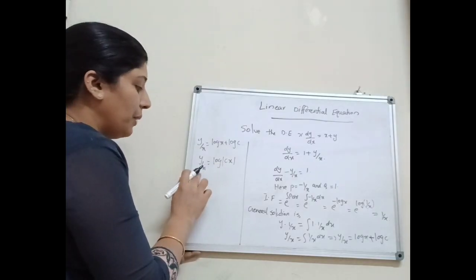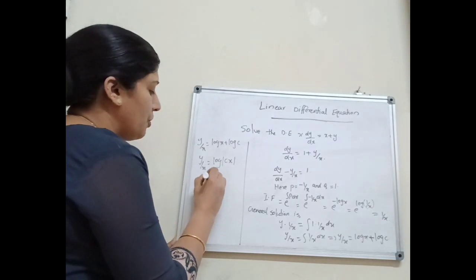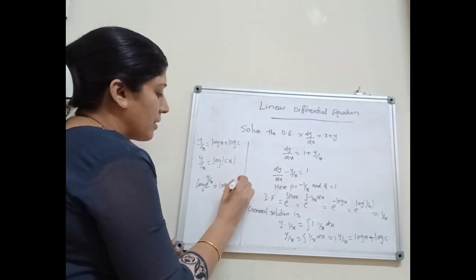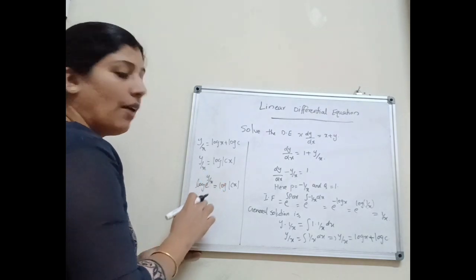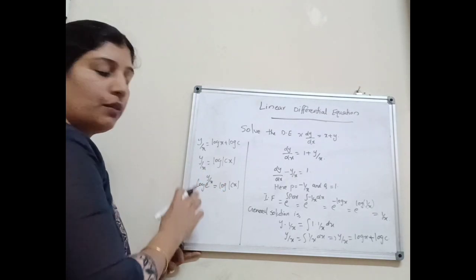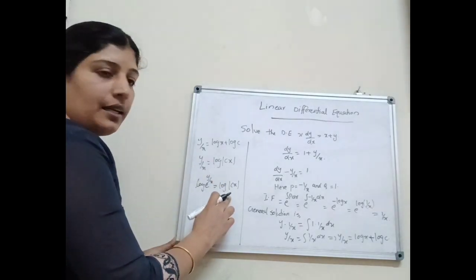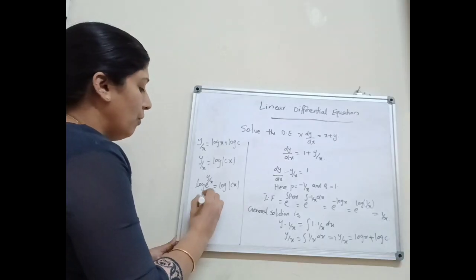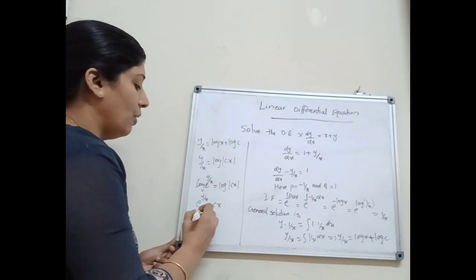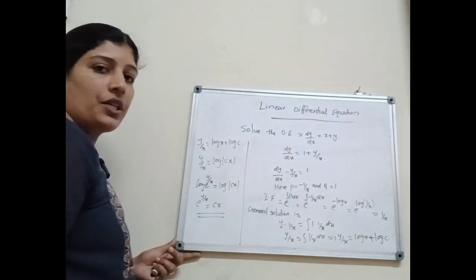Now here, this y by x can be written as log e raised to y by x equal to log cx. Now here log e raised to y by x, the value will be y by x itself. That's why we can change this y by x in terms of log, that is log e raised to y by x. Then equating LHS and RHS, we will get e raised to y by x equal to cx. e raised to y by x is equal to cx. This is the general solution of the given linear differential equation.